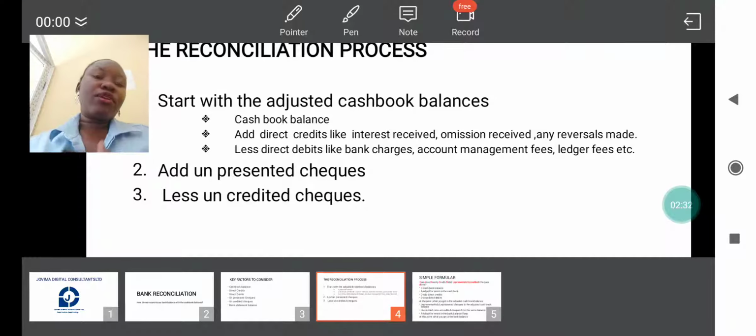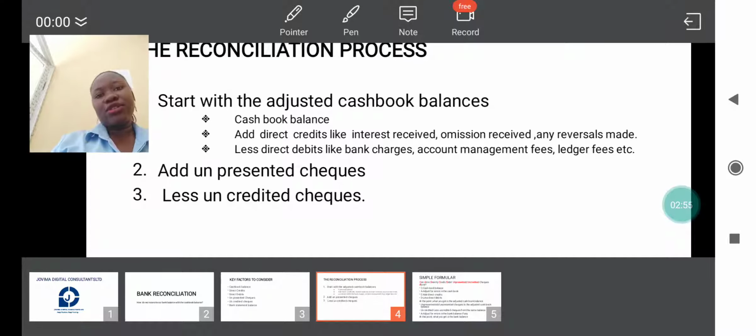To come up with the reconciliation statement, you must have an adjusted cash book balance. How do we adjust the cash book? We go to the cash book balance, the balance we have at a particular period, for example, 30th October, as I said. Then we add back all the direct credits we had in that period.